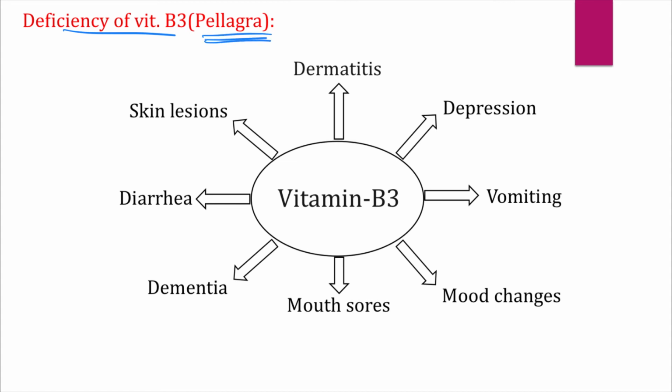Very important. People who are deficient in vitamin B3 niacin very commonly develop this condition called pellagra, including symptoms like dermatitis, depression, vomiting, changes in mood, mouth sores, very commonly dementia, diarrhea and skin lesions, right? These are the common signs and symptoms of this condition called pellagra, right? So very commonly people who are deficient in vitamin B3, niacin, develop this condition pellagra.